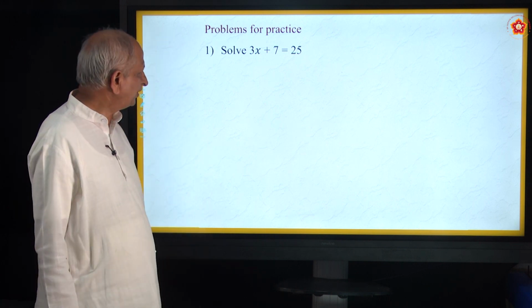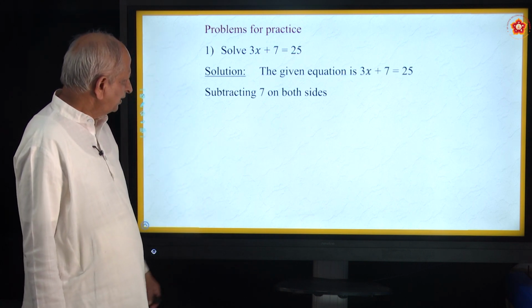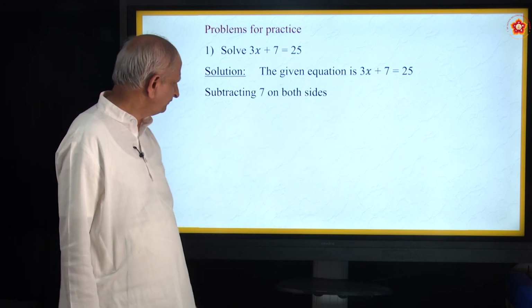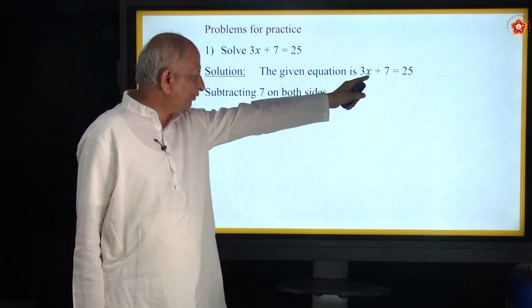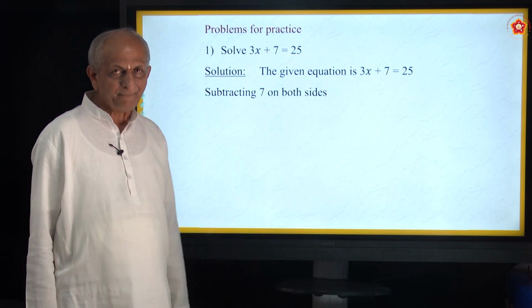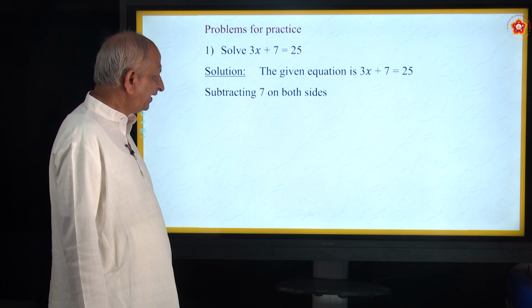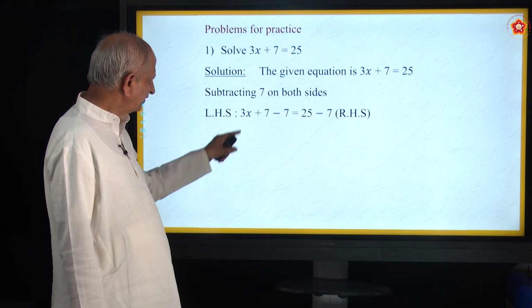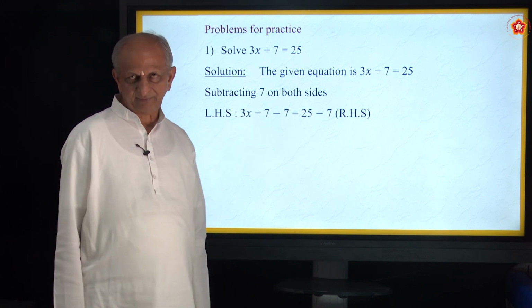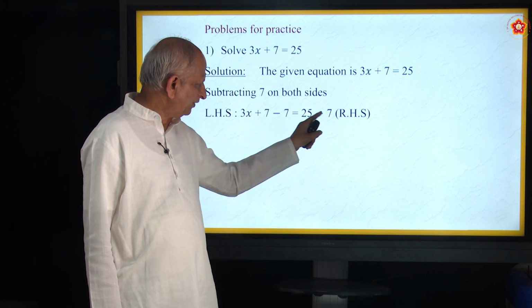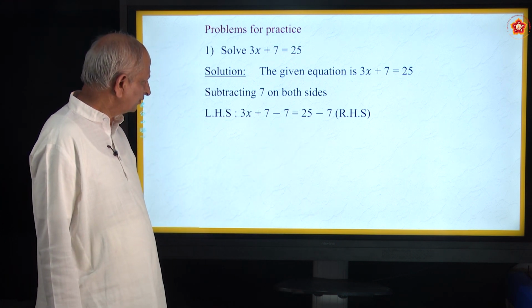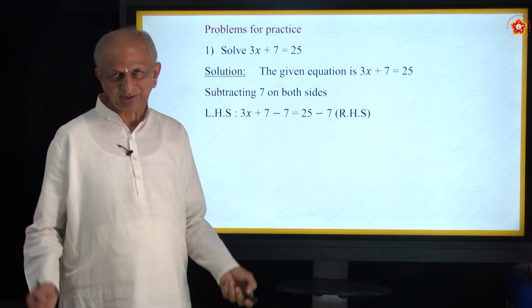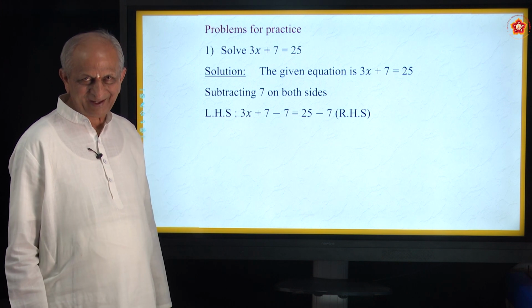3x plus 7 equals 25. The given equation is 3x plus 7 equals 25. So, what must you do? You must remove that 7. How to remove it? Plus 7 is given, so subtract 7 on both sides. So, what happens? 3x plus 7 minus 7 equals 25 minus 7. Whatever you do on the left hand side, the same operation should be done on the right hand side also, otherwise the balance changes, correct?